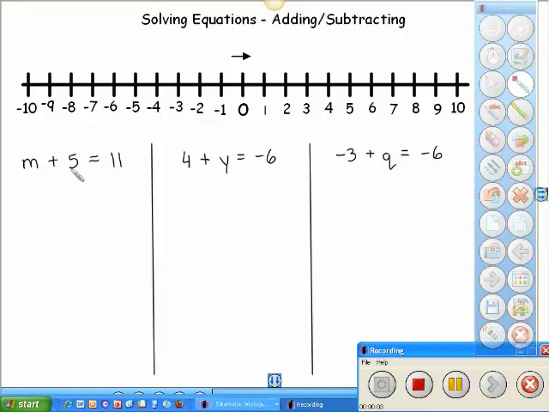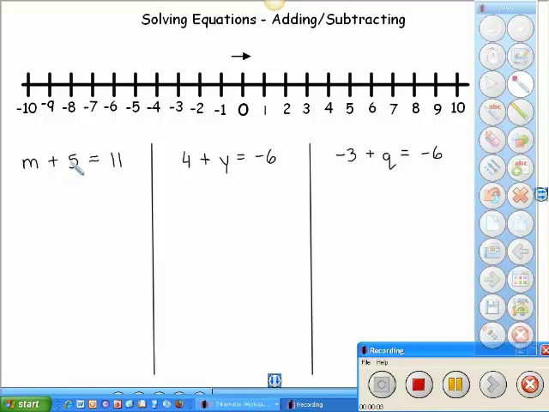M plus 5 equals 11. And what we want to do is find out what M equals. So how do we do that? Remember, we want to isolate the variable. We want to get M totally by itself, where it says M equals the answer. So remember, when we're trying to isolate the variable, if right now I have M plus 5, I need to get rid of this 5.